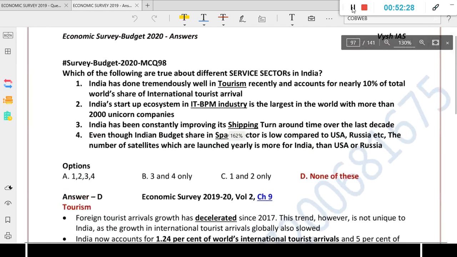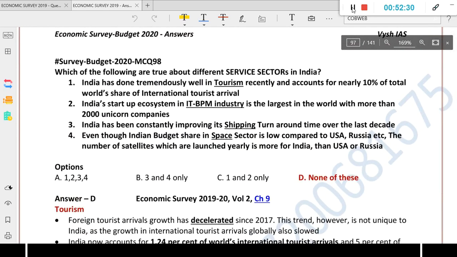Third statement: India has been constantly improving in its shipping turnaround time. Turnaround time is a measure of whether your port is good and how you stand among world competitors. We are saying it is improving, but that is a wrong statement. India has been declining. India's turnaround time is around 2.79 days for a ship, but the global average is only about 0.97. So India is doing extremely poorly, and the Economic Survey has told the government that if you don't do something, India will lose out in the shipping industry. So that is one statement which is wrong.